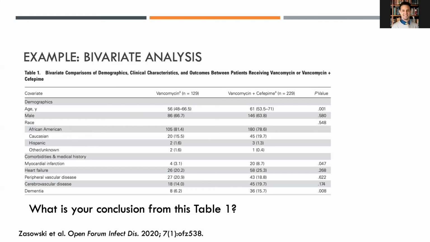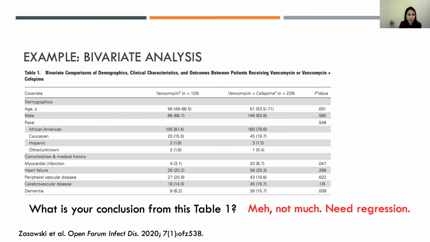For me, all I can do is look at the different demographics and say that patients are generally older in the combination group. They generally have more dementia in the combination group. But other than that, I can't really make too many conclusions. Yes, thank you, Dexter. That was not planted, but yes, not much.